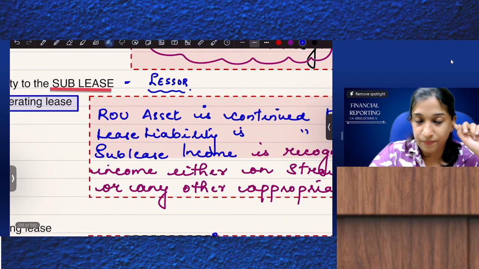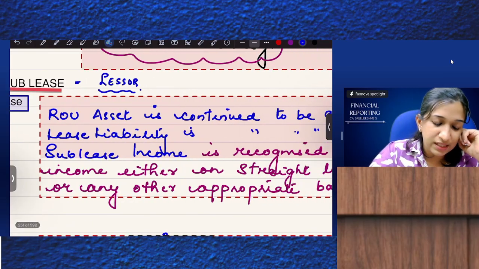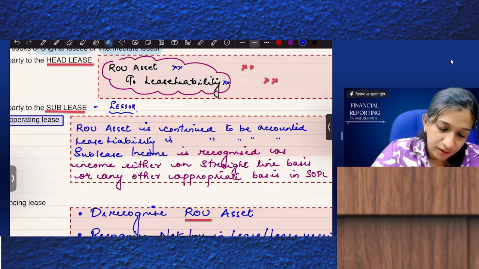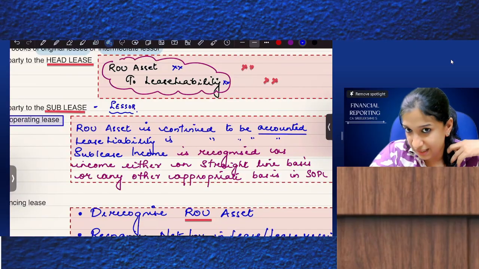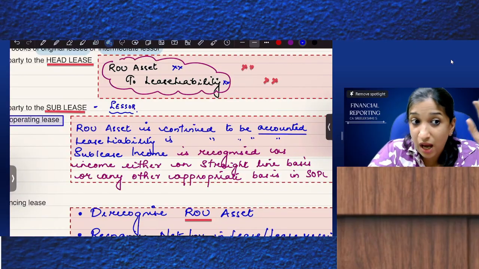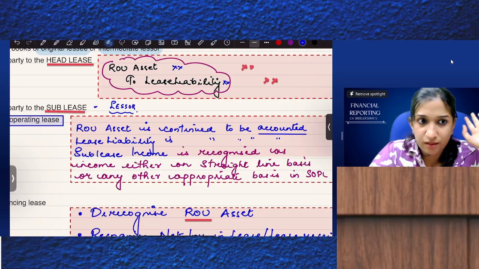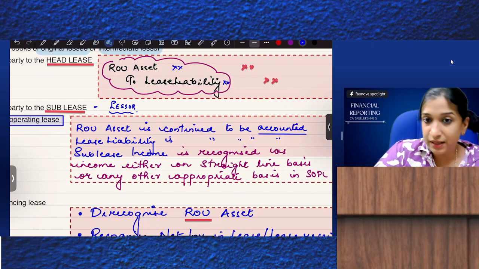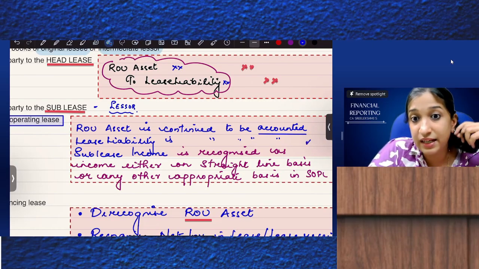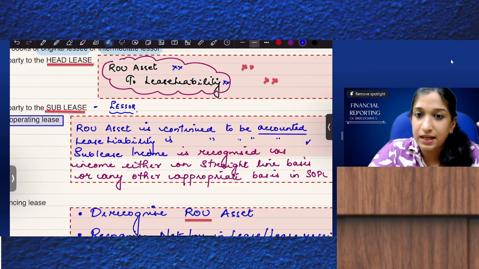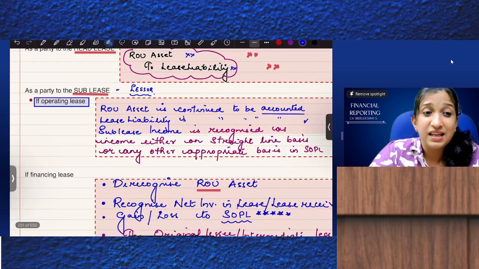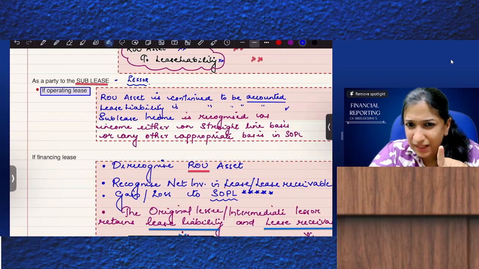Operating lease. ROU asset continues to be accounted. ROU asset cannot be cancelled. ROU asset will be continued. Operating lease asset will be appearing. Lease liability you cannot cancel as long as head lease is active. You cannot cancel that lease liability. It is an operating lease, right?